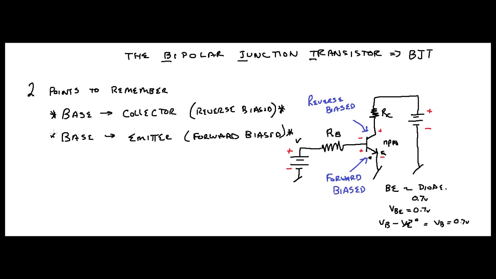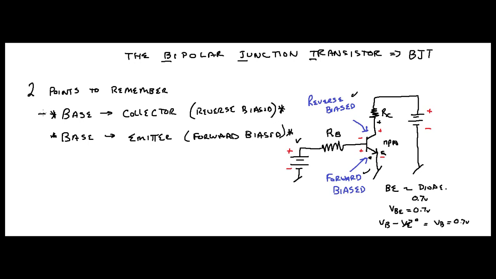This one right here, base to emitter, is forward biased. Base to collector, if you notice, you're going to have a higher voltage on this side right here. It's going to be positive, much more positive than this. This is in reverse bias. Get it? And I put both of these right here in blue for you.